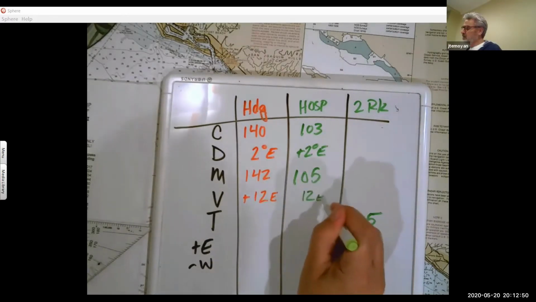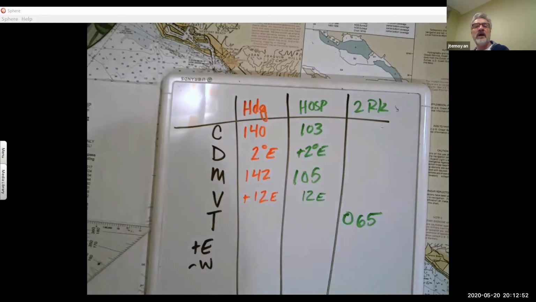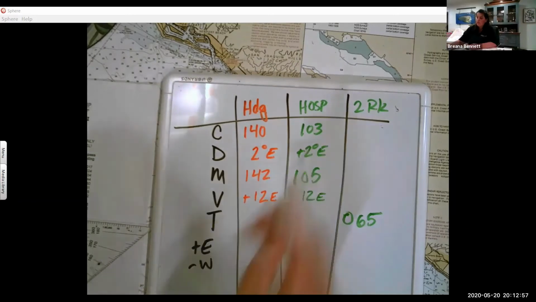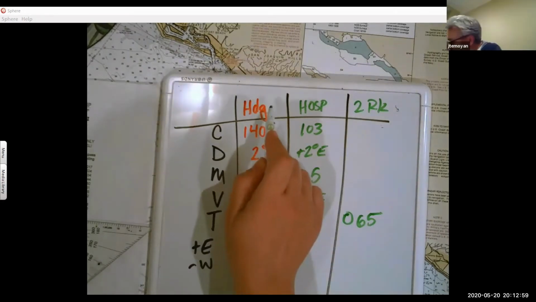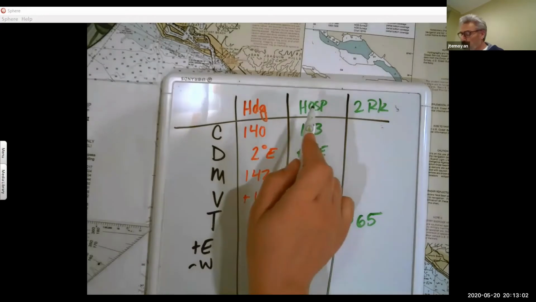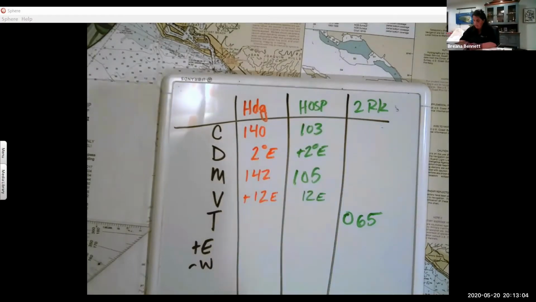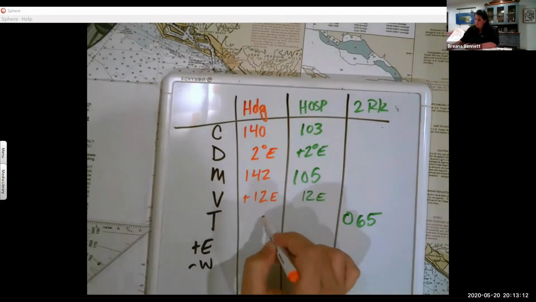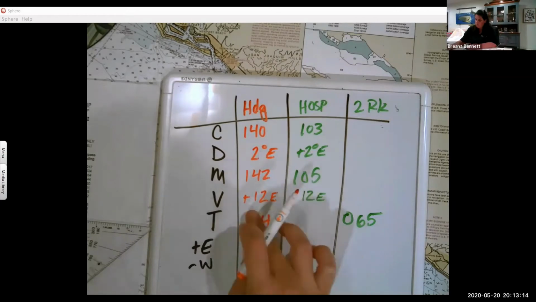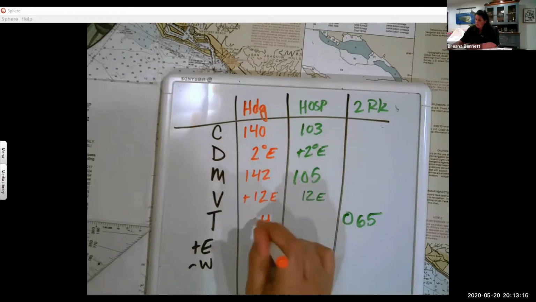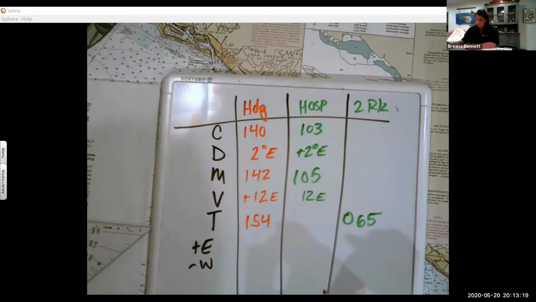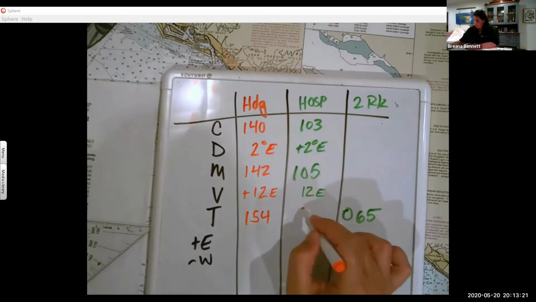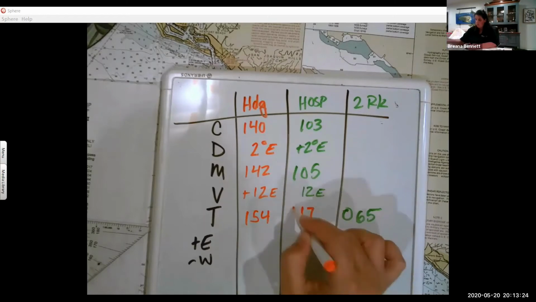Hey, Bree? Yes? The deviation on the hospital isn't 2 east, it's 5 east. So remember, it goes from your heading, not the bearing. Oh, that's right. Yep. Okay, so 142, nope, can't do math in my head. 5, 154, and 117.